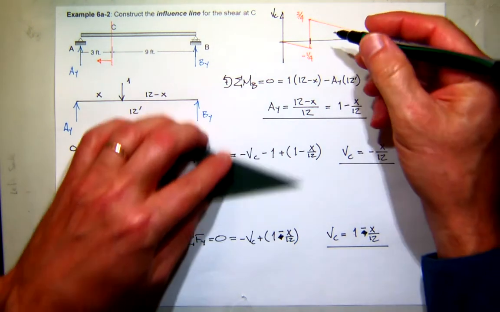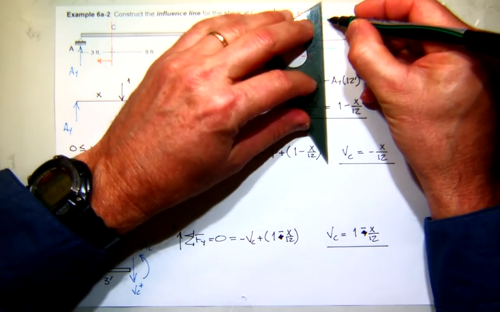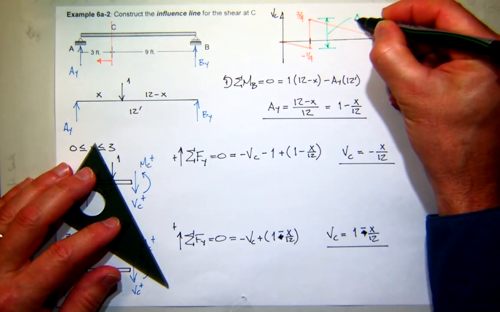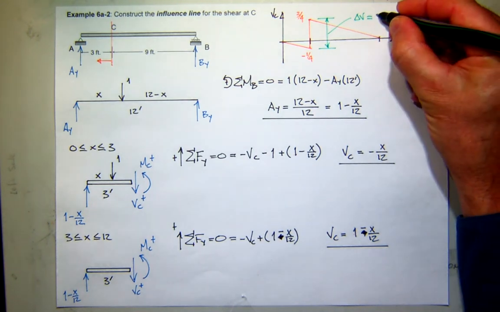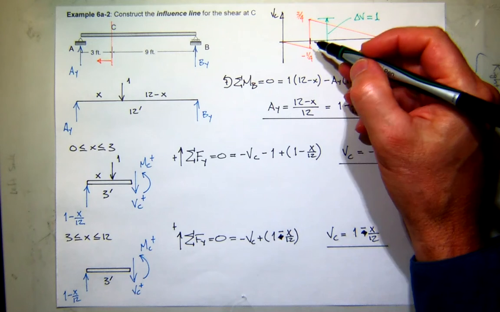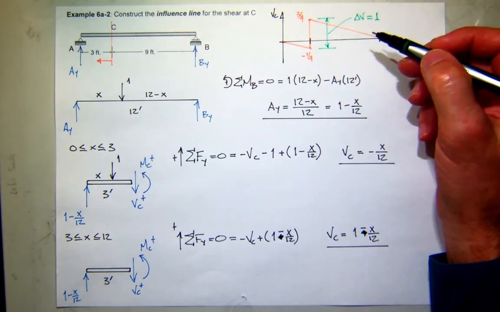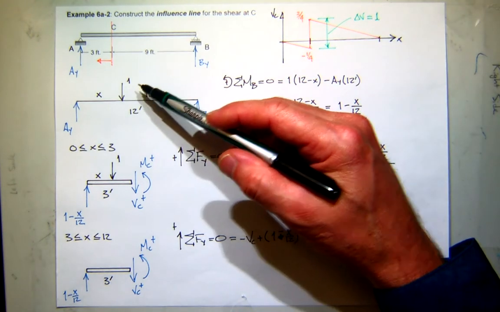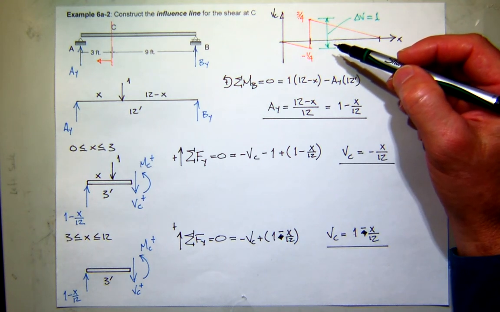While we're here, I want to show you something kind of interesting. What's the change in shear equal to? 1. That's going to be super handy later on. This change as you step over the point is always going to be a change of 1. And why is it 1? Well, the load is 1. So we can use this later to help us maybe come up with a shortcut.